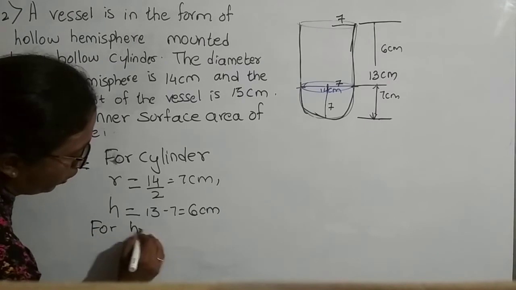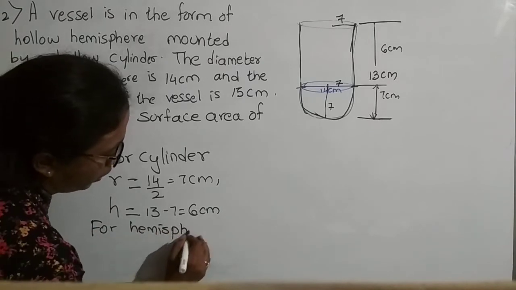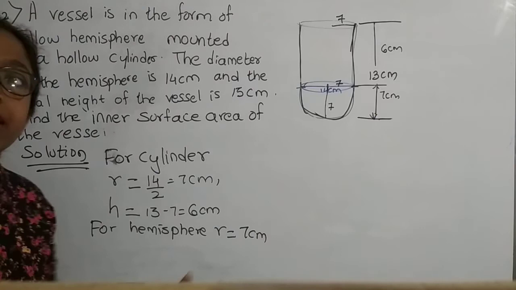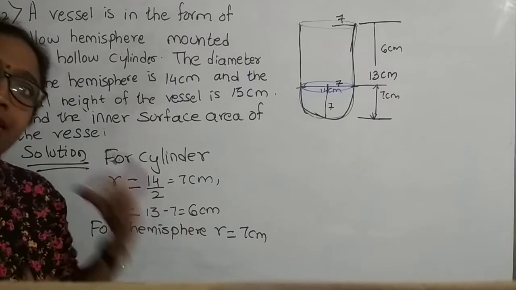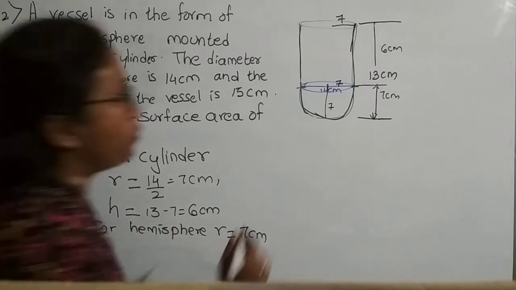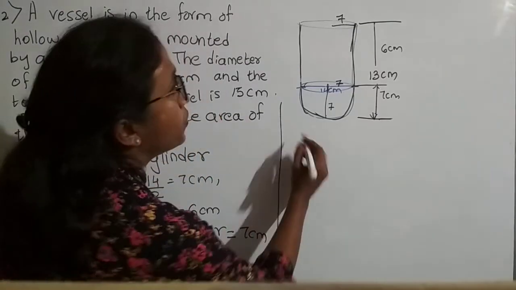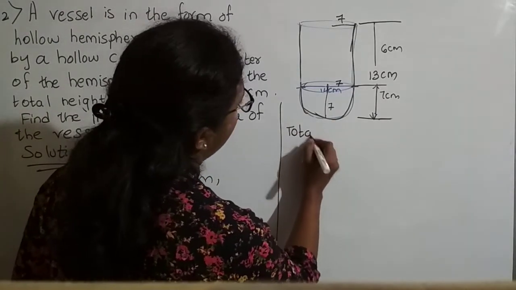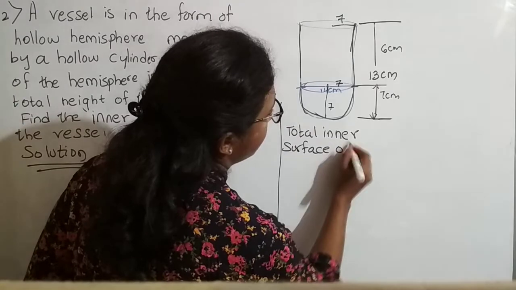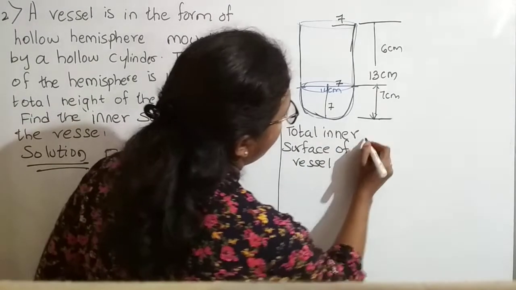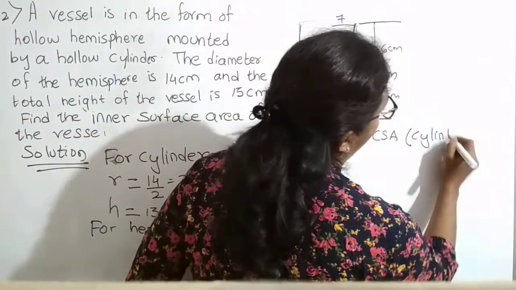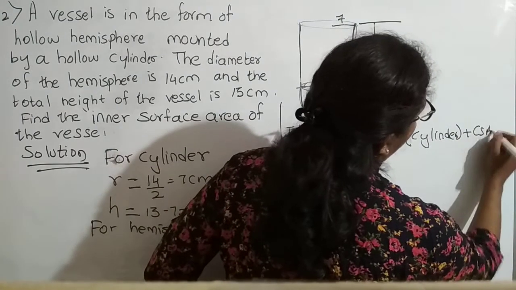For the sphere, that is for the hemisphere, R is the same. So for the hemisphere also, we have R equals 7 centimeters. So just we can write the data for the cylinder, what is R and H. Here we have mentioned the same R because the radius is the same. Suppose we have different radii, then we have to mention R1, R2, anything. So let's find here. So here we know that the total inner surface area of the vessel is nothing but CSA of cylinder plus CSA of hemisphere.